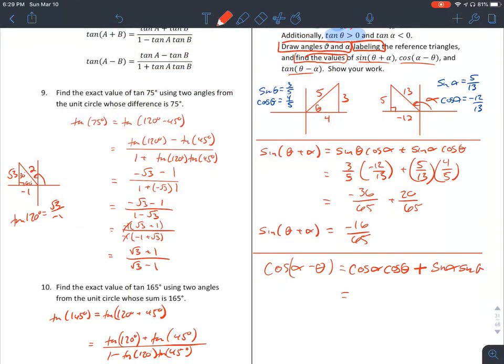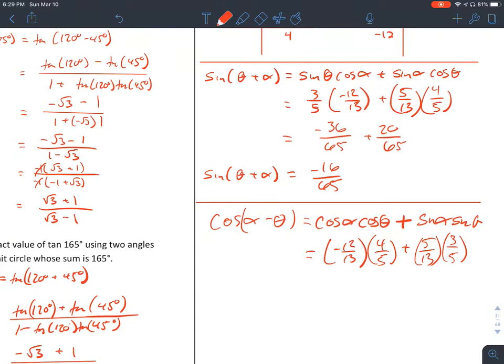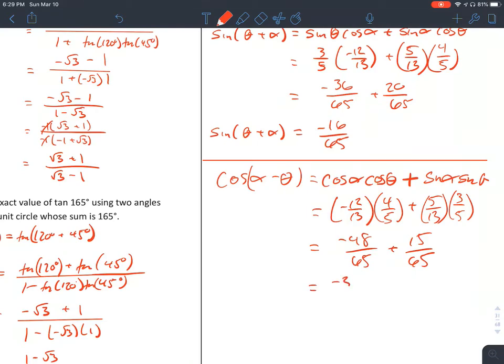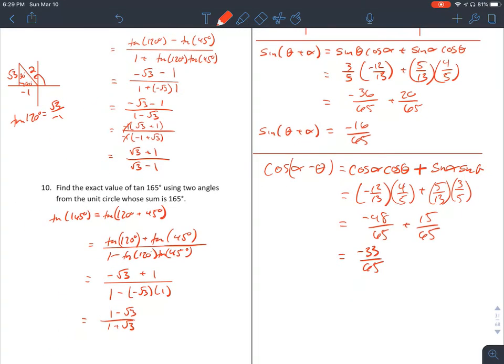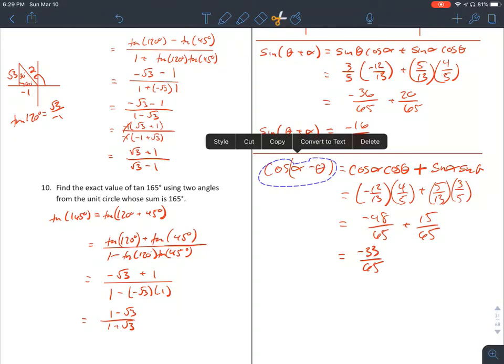So just filling this in, cosine of alpha is negative 12/13. Cosine of theta is 4/5. Sine of alpha is 5/13. Sine of theta is 3/5. It's going to give us negative 48 over 65 plus 15 over 65. That gives us negative 33 over 65. That's what cosine of alpha minus theta is.